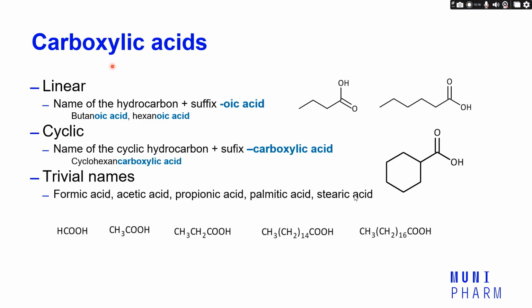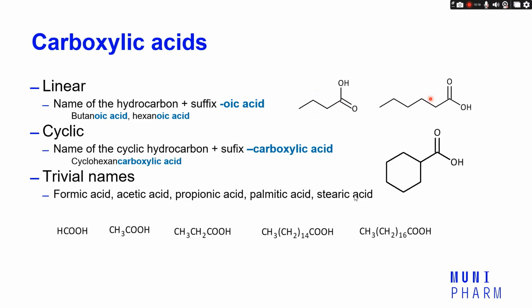And now we have to name compounds which contain a functional group which is called carboxylic acid. The nomenclature is slightly similar to the nomenclature of aldehydes. It means that we use different suffixes based on the kind of hydrocarbon, if it's linear or cyclic. In case of linear hydrocarbons, it is again very simple. We use the name of the hydrocarbon and suffix oic and word acid.